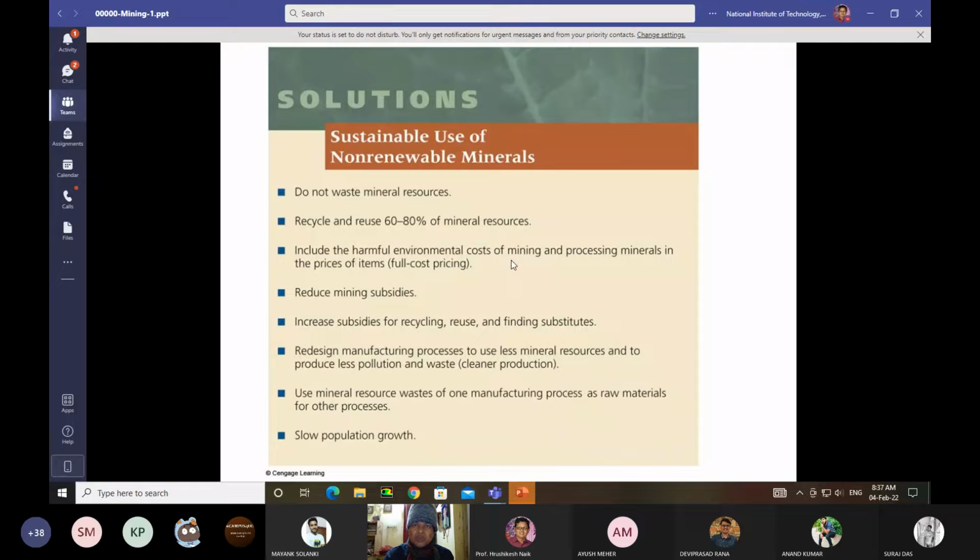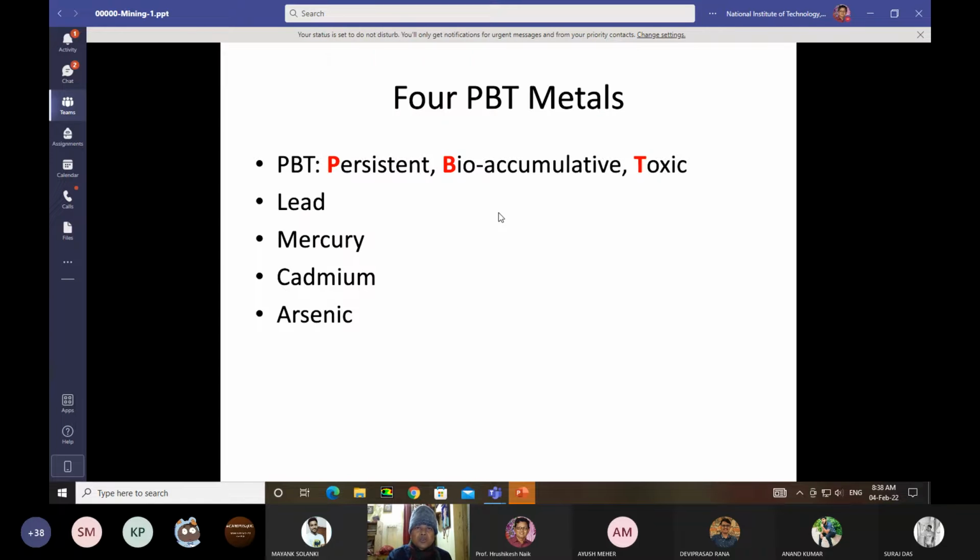Include the harmful environmental costs of mining and processing minerals in the prices of items, which is full cost pricing. Reduce mining subsidies, and increase subsidies for recycling, reuse, and finding substitute minerals. Redesign manufacturing processes to use fewer mineral resources and to produce less pollution and waste, to go for cleaner production. Use mineral resource wastes of one manufacturing process as raw materials for other processes, and slow population growth. These are the solutions you can think of.